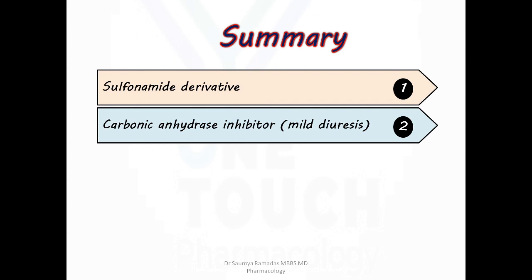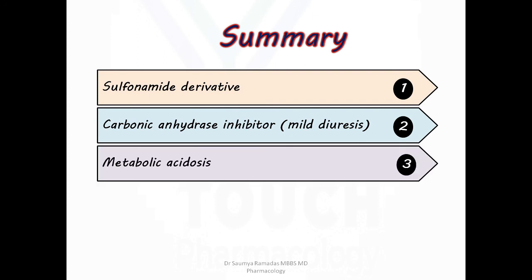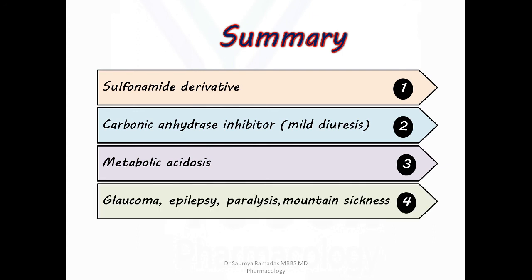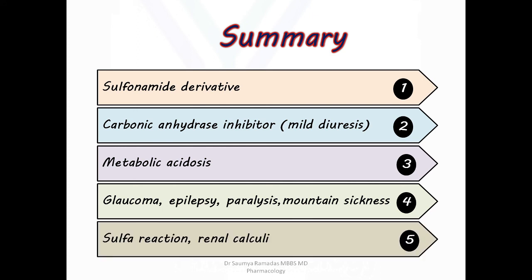It causes metabolic acidosis by loss of bicarbonate in the urine and by also affecting secretion of titratable acids. It is used in glaucoma, epilepsy, periodic paralysis and mountain sickness. It can cause sulfa reactions and renal calculi.